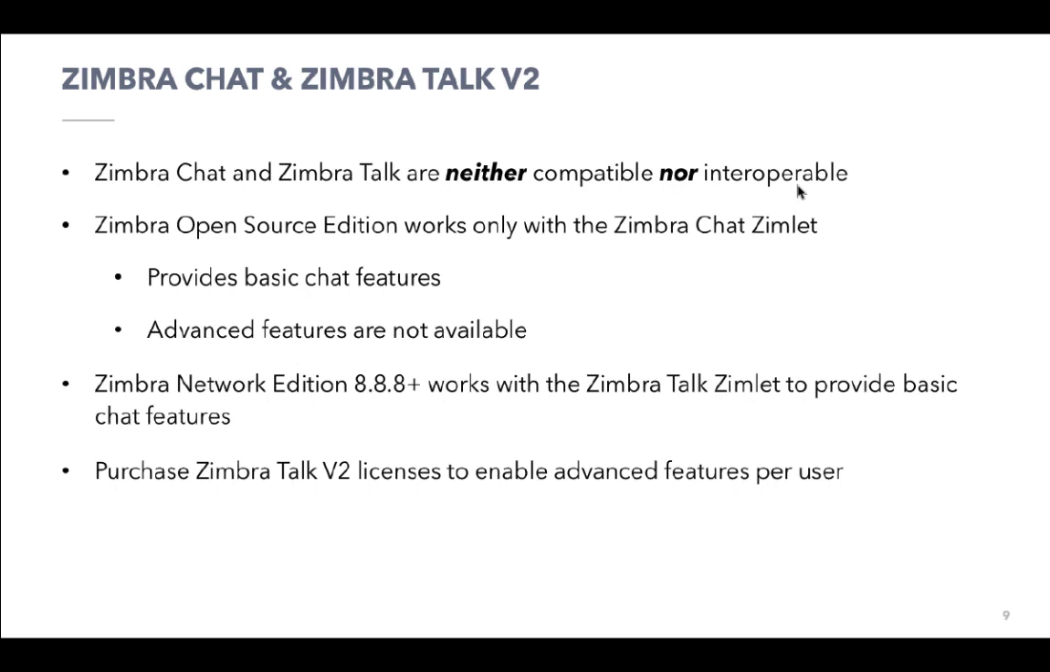However, if you want users to have basic features and advanced features, all of them can have them. You can have a subset of advanced users and basic users. There can be users who just need text chat in an environment, and there can be users who need the advanced features. They can coexist, but Zimbra Chat in open source and Zimbra Chat in the network edition cannot coexist.